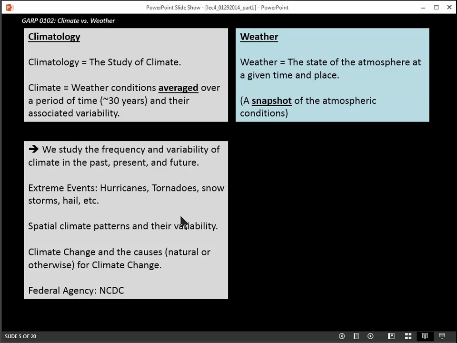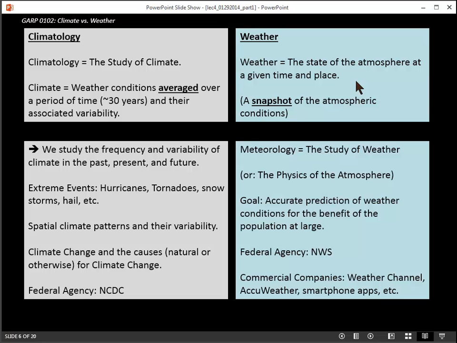Now let's look at weather. Now, weather, a good definition here, is a snapshot of the atmospheric conditions. So if you want to see weather, you just have to look outside the window. Whatever's going on outside as you speak is weather, the state of the atmosphere at a given time and place.